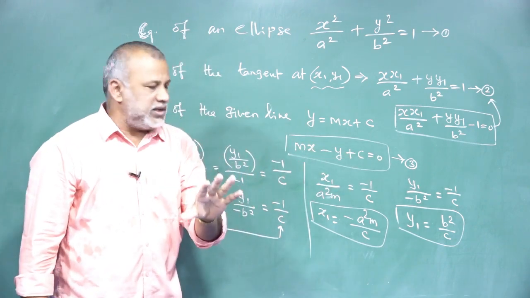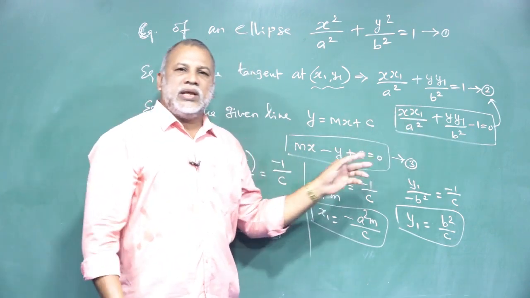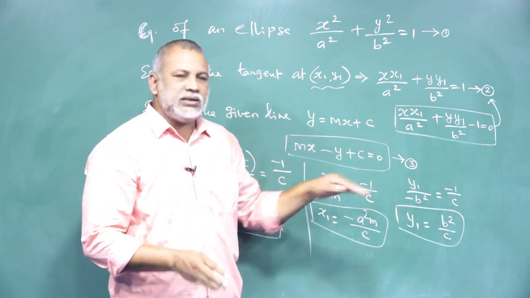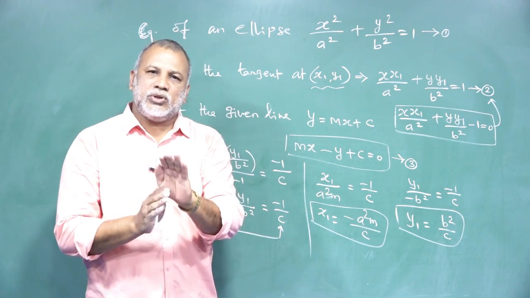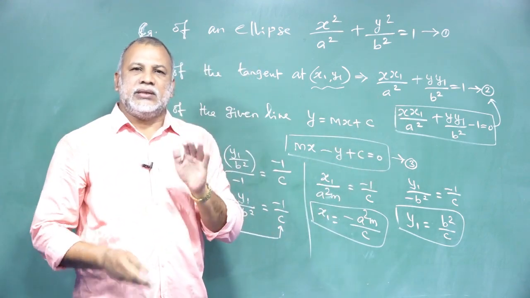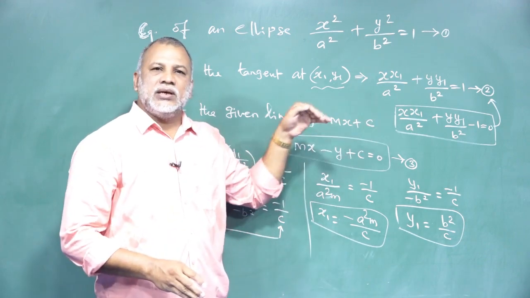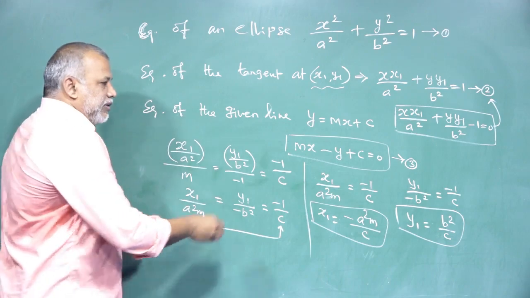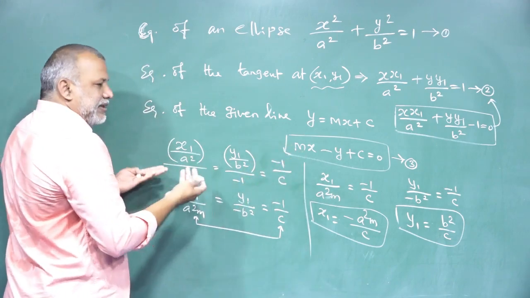Now this is the explanation you need. Equation 2 and 3 represent the same line. They are discussing the tangent. Both equations represent the tangent. Therefore, equation 2 and 3 represent the same line. Therefore, the coefficients of x and y and the constant term are proportional. We want to find the proportion. Proportion is nothing but division.